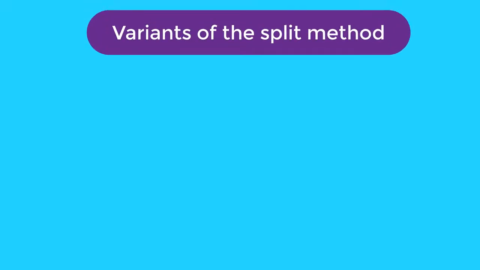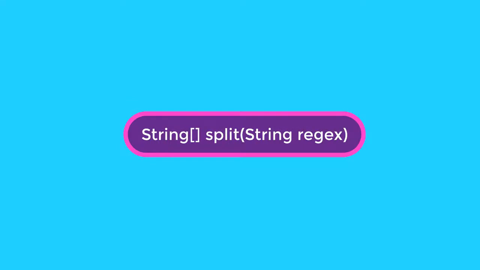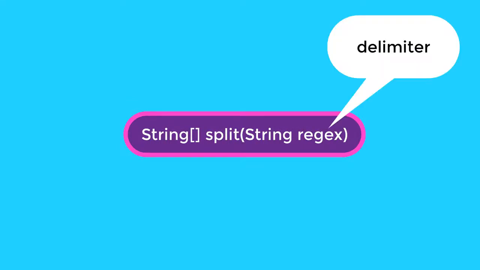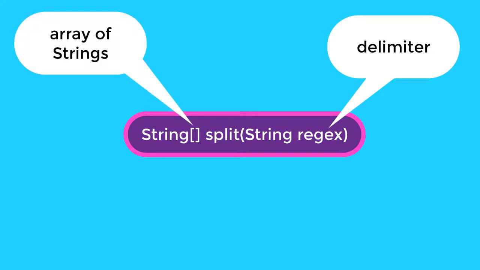Variants of the split method. There are 2 variants of the split method in the string class. 1. We have a split method that accepts a string that is the regular expression, that is the delimiter. Now, this method returns an array of strings after splitting an input based on the delimiting regular expression. Let us look at an example.